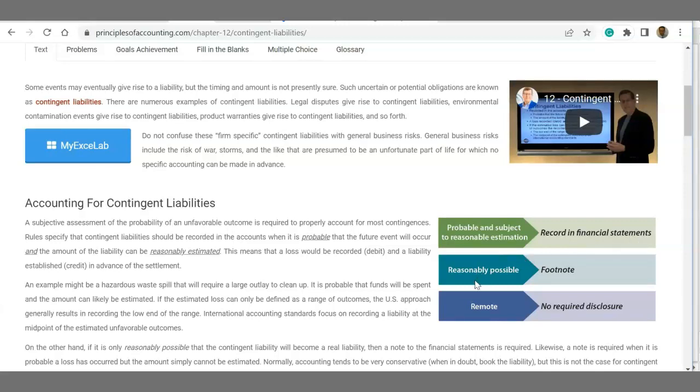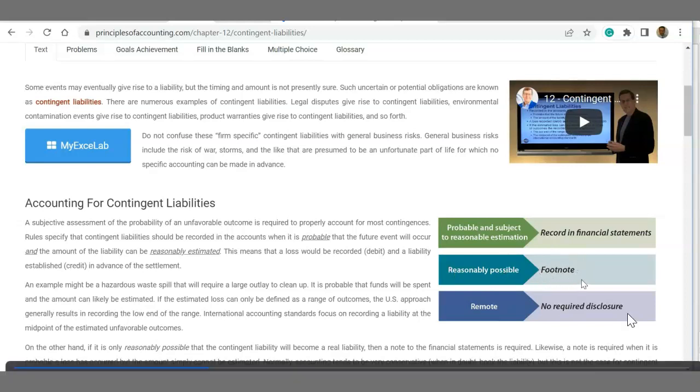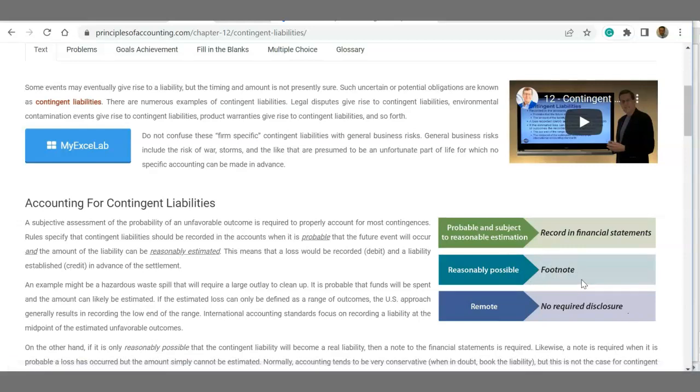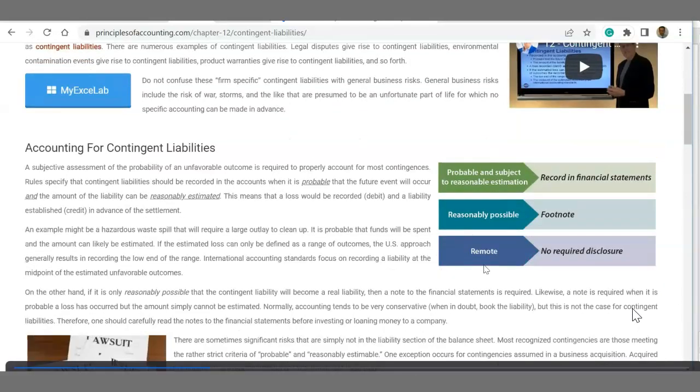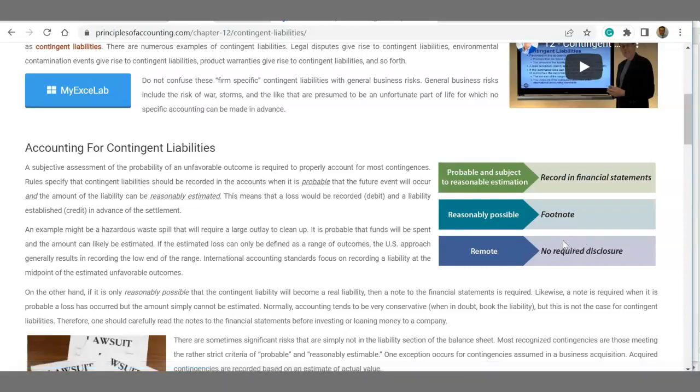However, if it is just reasonably possible, then you just need to put a footnote and disclose it in the financial statements, the 10K, in the annual report. You have just to disclose it. However, if the possibility of that contingent liability is remote, then you don't need to record anything. You don't need to disclose anything.